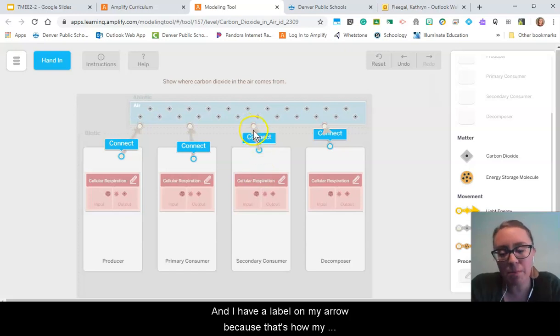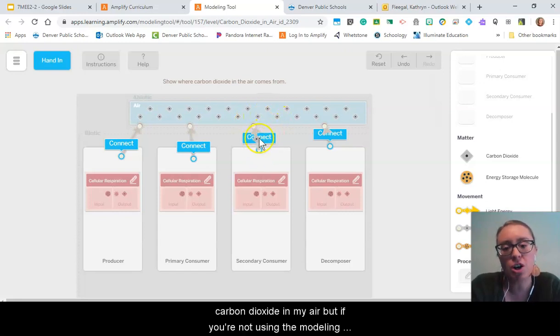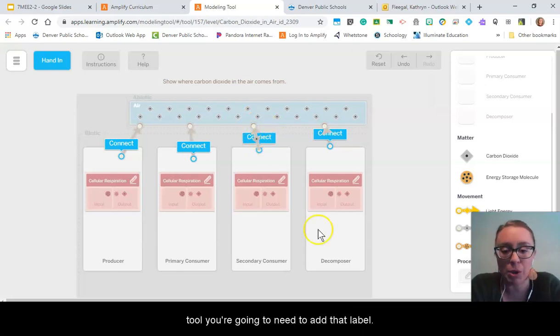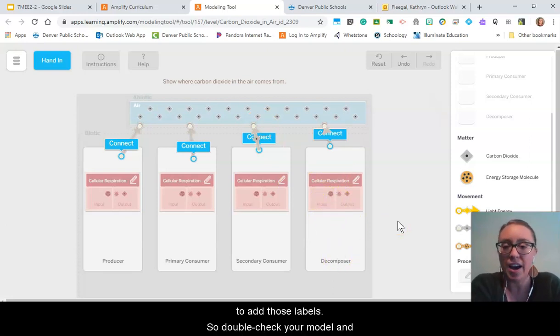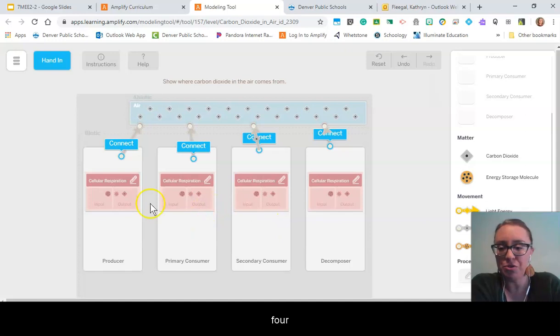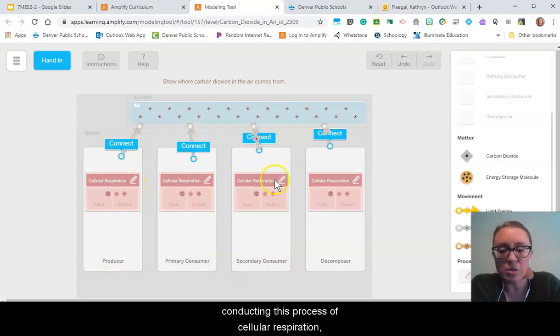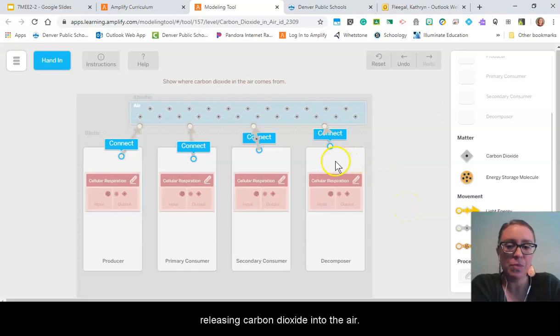And I have a label on my arrow because that's how my modeling tool is set up, showing that this arrow is representing carbon dioxide. It has that same symbol as the carbon dioxide in my air. But if you're not using the modeling tool, you're going to need to add that label. Same thing with cellular respiration, inputs, outputs, you're going to need to add those labels. So double check your model that you have four components of our ecosystem, all labeled, conducting this process of cellular respiration, releasing carbon dioxide into the air.